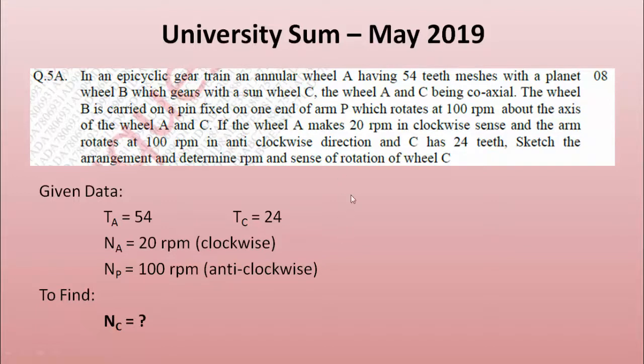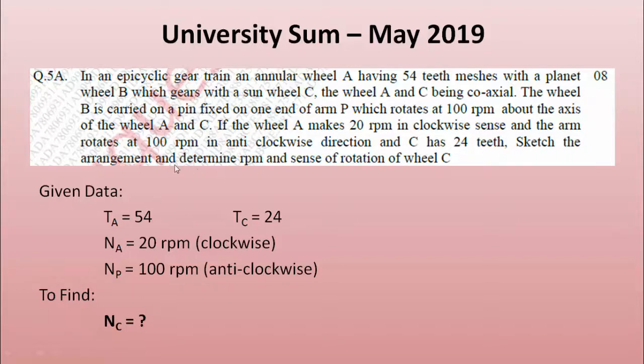So there is an arm P which is connecting the planet gear and the sun gear, and that arm P is rotating at 100 rpm about the axis of the wheels A and C. If the wheel makes 20 rpm in clockwise sense, wheel A is what? The annular gear. So A is rotating at 20 rpm clockwise and the arm is rotating at 100 rpm in anti-clockwise direction. Okay, and C has 24 teeth.